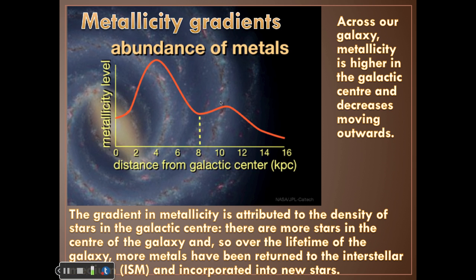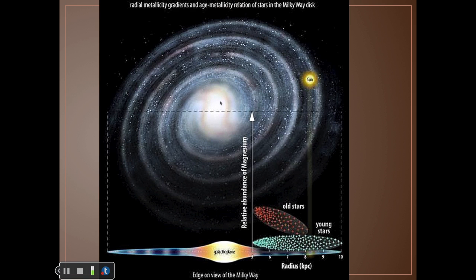And so if you're in a spiral arm as opposed to in between the arms, then you're going to have more metals right now. And if you're in the center, you've got more stars, and so you've been able to build up higher metallicity. And as you move out, it gets lower. But it's actually a little more complicated than that.